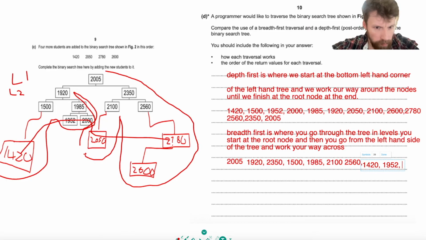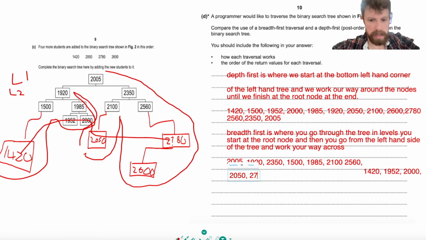1952, 2000, put this over here, and then we've got 2050, 2,780, and then finally 2,600.